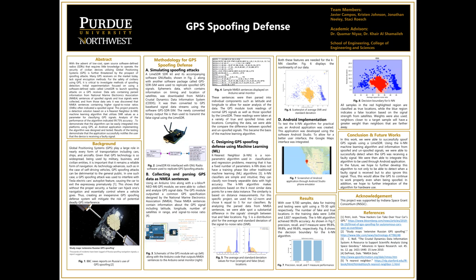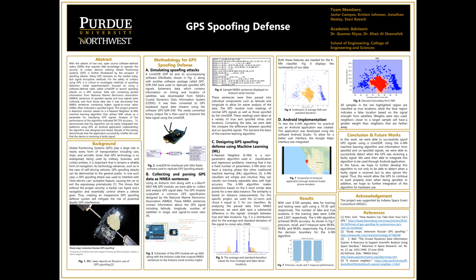In one case, a GPS spoofing attack interfered with a Tesla's autopilot feature, and this caused the vehicle to exit an expressway prematurely. And so this brings our senior design group's motivation to develop a GPS spoofing defense system to mitigate the risk of a potentially deadly GPS interference. Our methodology involves 4 steps.